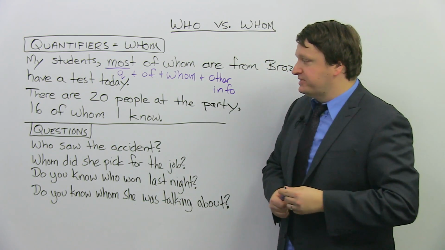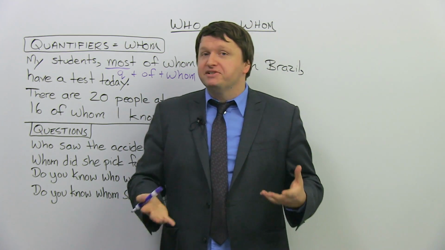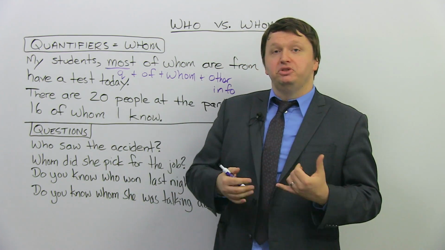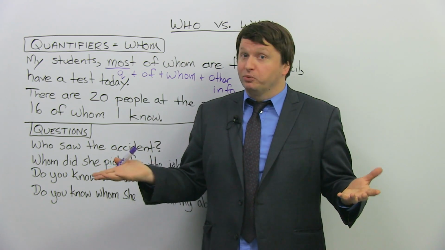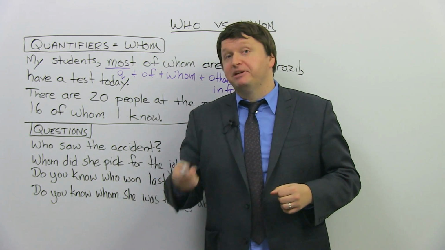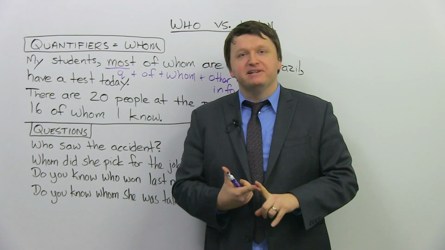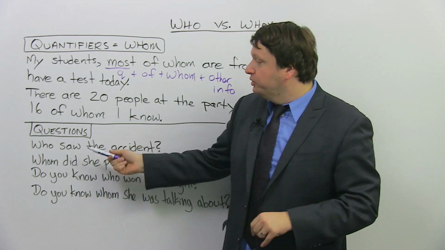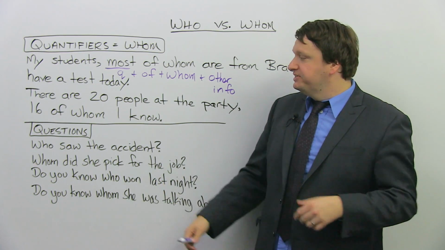And finally, questions. Now, questions are tricky, and all of this is tricky actually, but questions in particular, because very few people, especially native speakers, use whom in a question form, most of the time because they don't know the rule. And the rule is followed in the same way like I explained at the beginning, where who is subject relative, whom is object relative. So I have 4 questions. Let's look at the first one. Who saw the accident? These are all correct, by the way. There are no mistakes in these questions.